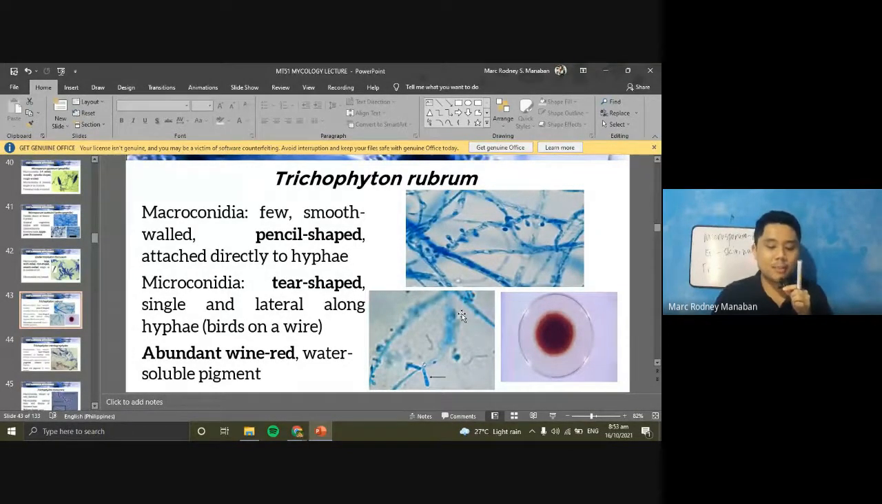So for T. rubrum, the Macroconidia are pencil-shaped or few in appearance. As you can see, they are more pencil-shaped. They are not common, but the Microconidia are abundant. The Microconidia have the appearance of a tear, tear-shaped, single or lateral along the hypha. Again, rubrum, it's in the name, rubra, like red. It forms an abundant wine red, water-soluble pigment, usually seen at the reverse of the colony. Abundant wine red pigment.